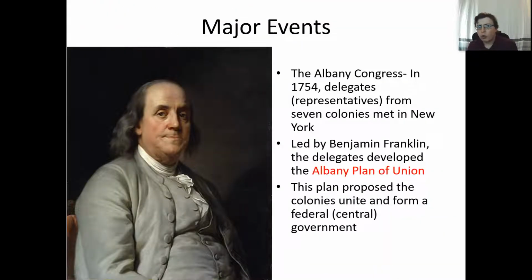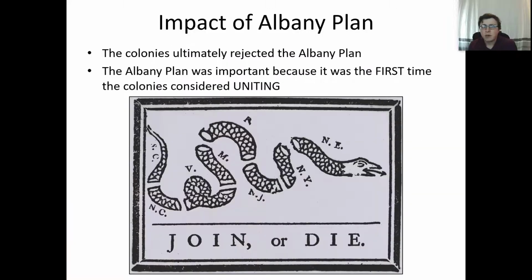In the lead up to the war, you would see what's known as the Albany Congress meet in New York, where 7 colonies would send representatives to attempt to propose a way to unite the colonies together into a government. Benjamin Franklin would lead this charge, creating what's known as the Albany Plan of Union. And this would be the base of what you'll see in the constitutional conventions. Overall, the Albany Plan would fail and would be rejected by the colonies that attended. But this would be the first attempt that we would see at uniting the colonies together.